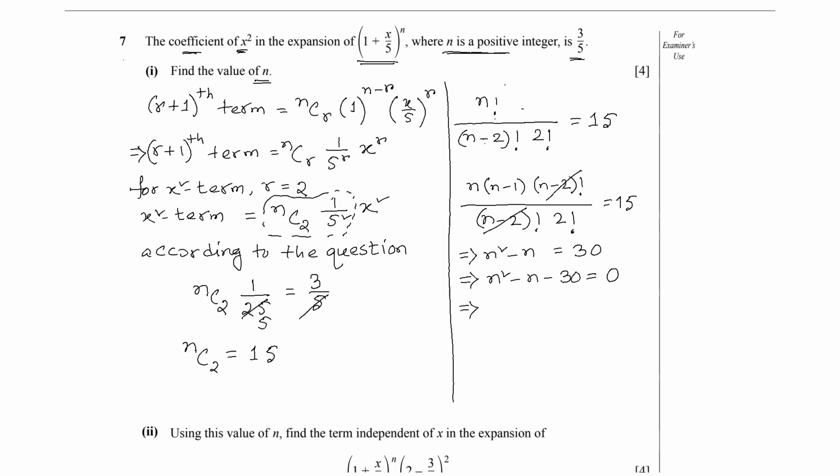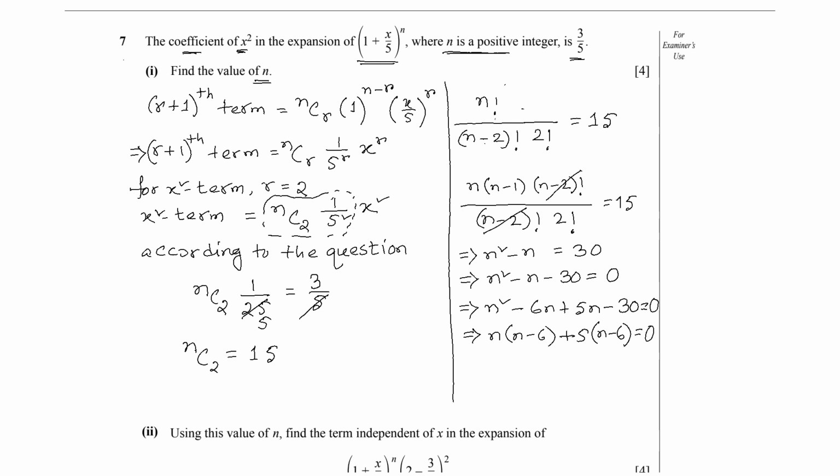So let me do the middle term factorization. We can write n squared minus 6n plus 5n minus 30 is equal to 0. Now from the first pair, n is a common factor, so let's take this common factor out, and we have n times (n minus 6). From the second pair, 5 is the common factor, so let's take 5 out, so we can write 5 times (n minus 6) is equal to 0.